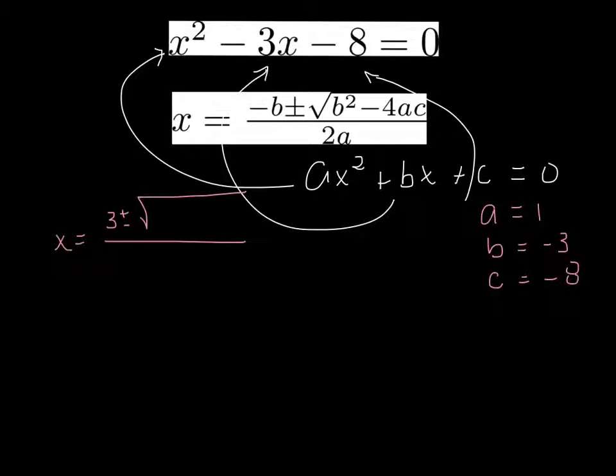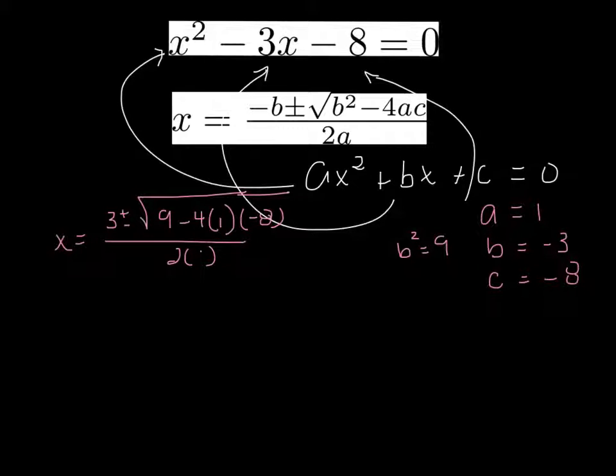So if B is -3, then B squared equals 9. So that's 9 minus 4 times A, which is 1, times C. A is 1, so that's why that goes there. And C is -8, so that's where your C goes. So times -8, over 2 times, again, A, which is, again, 1.